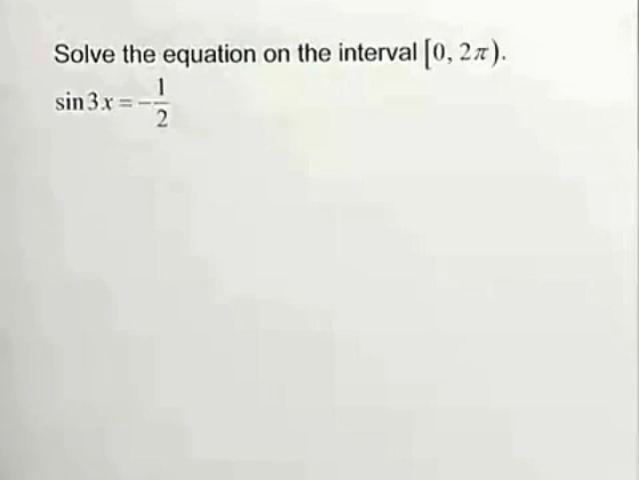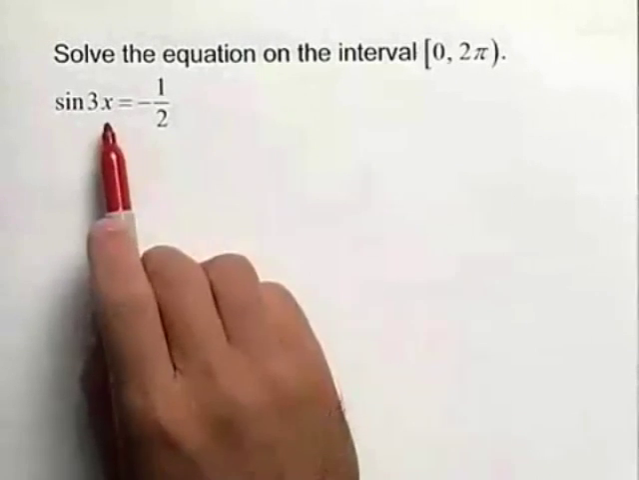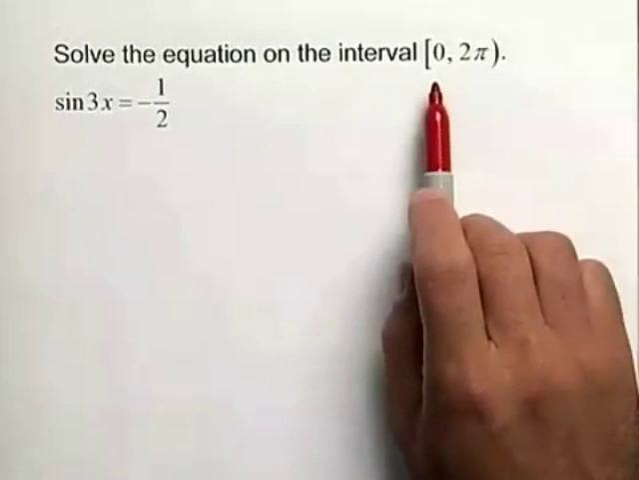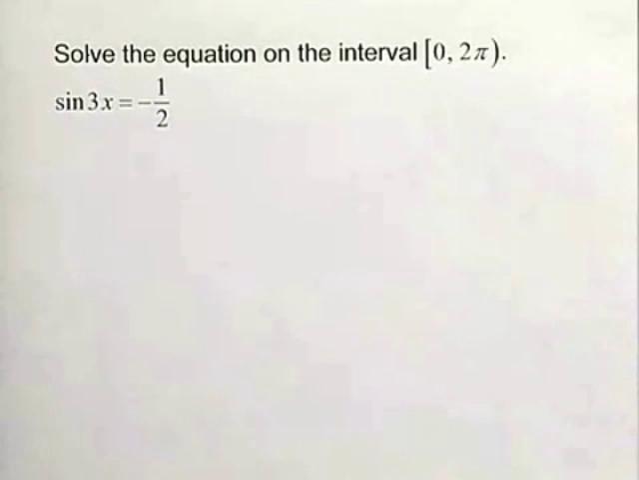Let's solve the following trigonometric equation. We're given the sine of 3x is equal to a negative 1/2. We want to find the x values in the interval from 0 to 2 pi that make the left-hand side equal to a negative 1/2.